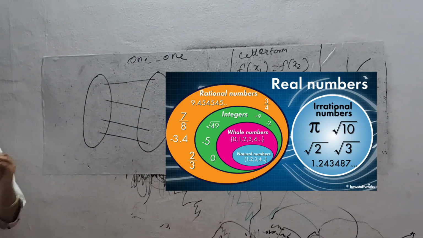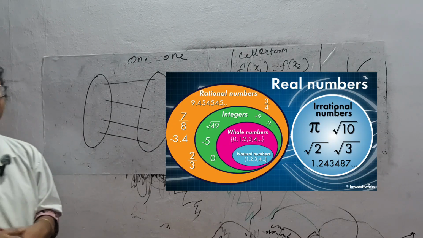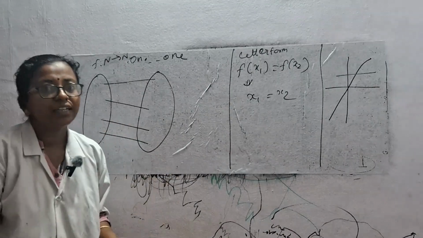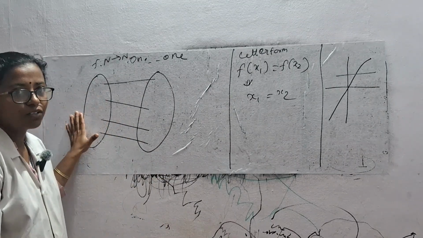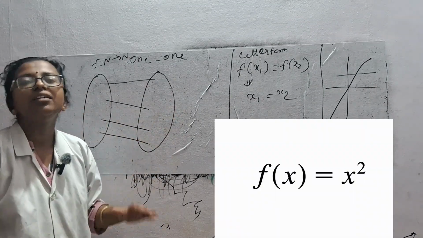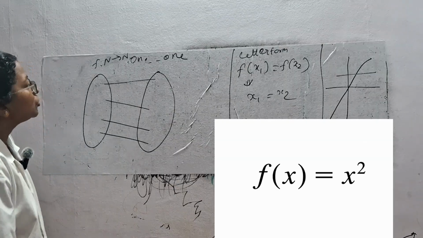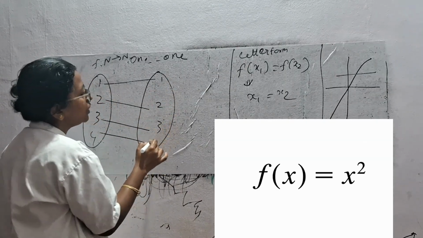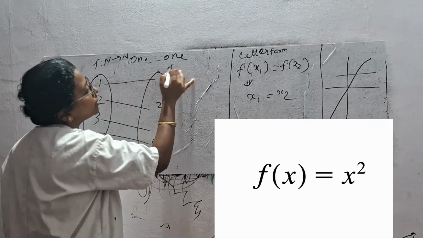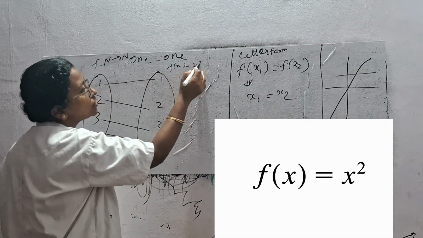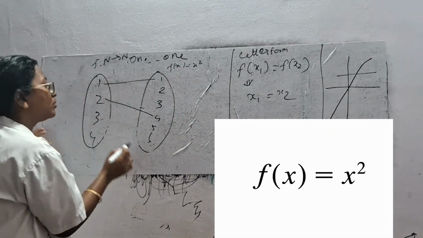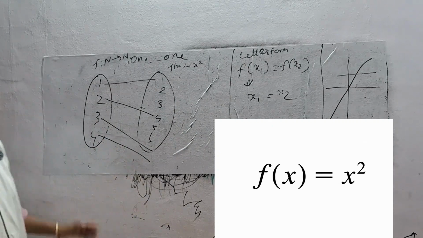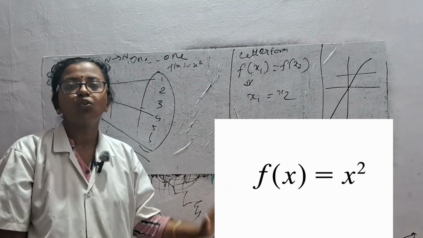How do we say the function is one-to-one using mapping? For example, I am considering the domain and codomain, both natural numbers: 1, 2, 3, etc. I am giving the function f of x is equal to x square. In the function, 3 gives 9, 4 gives 16. Likewise, every input has a distinct output.